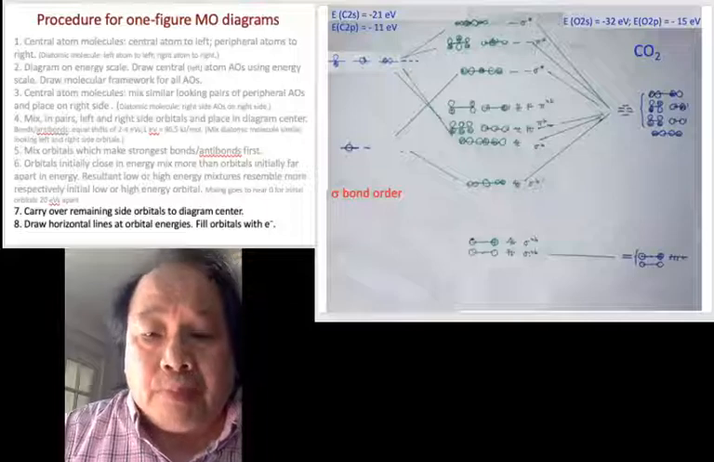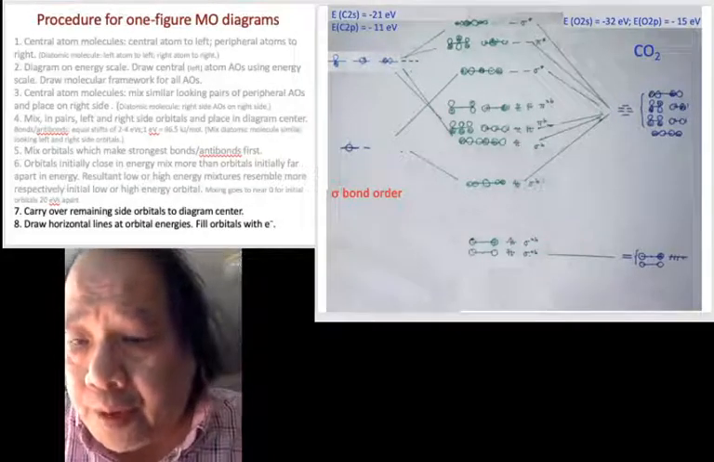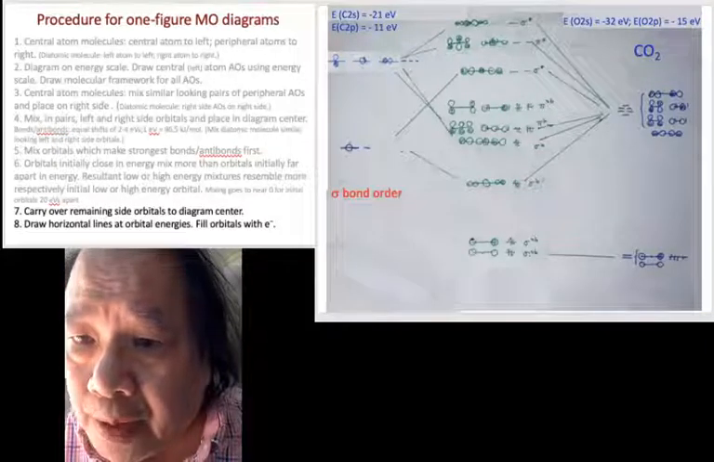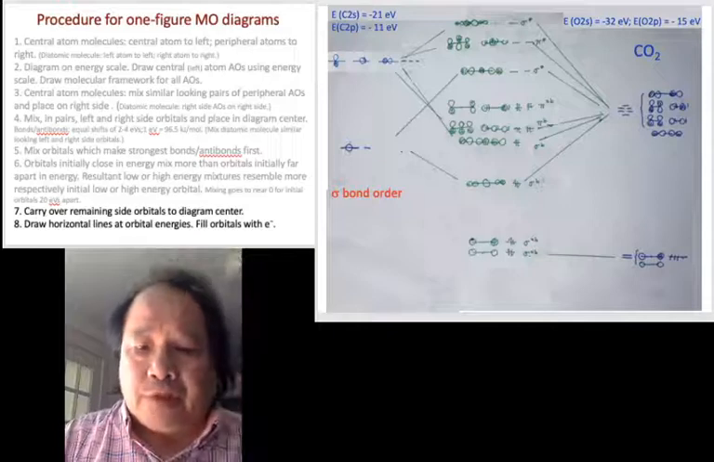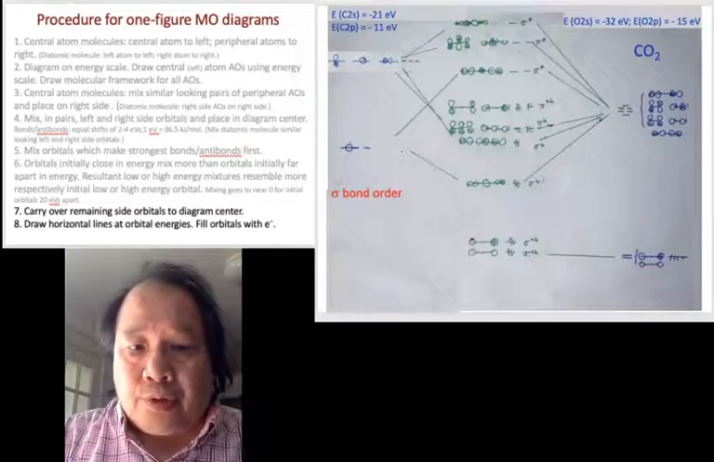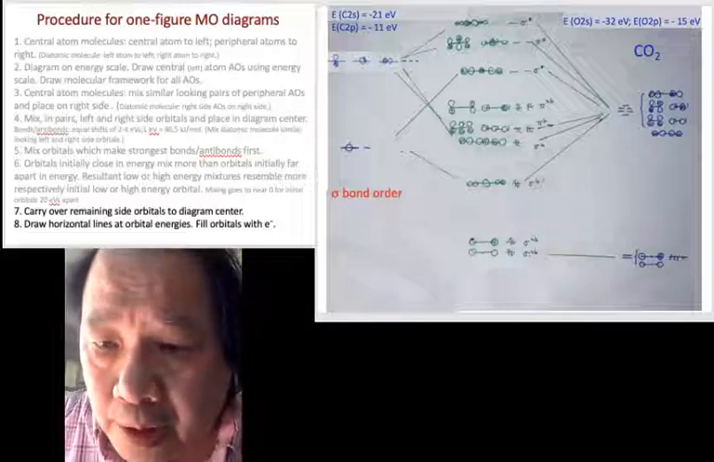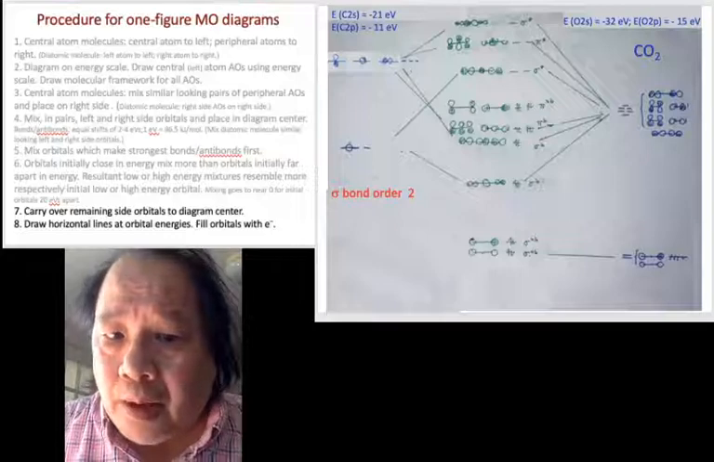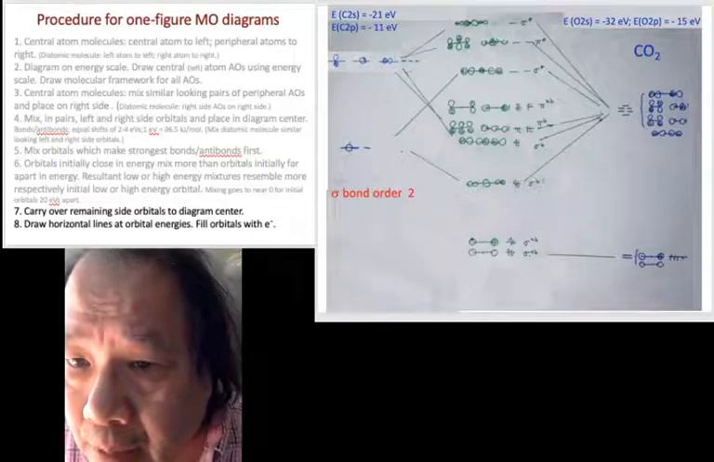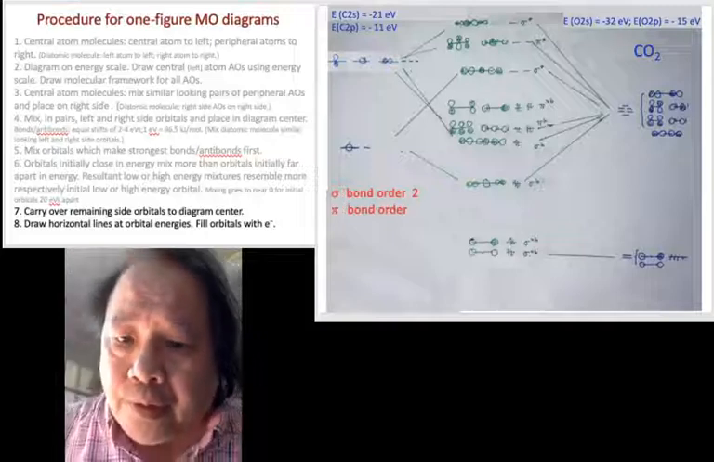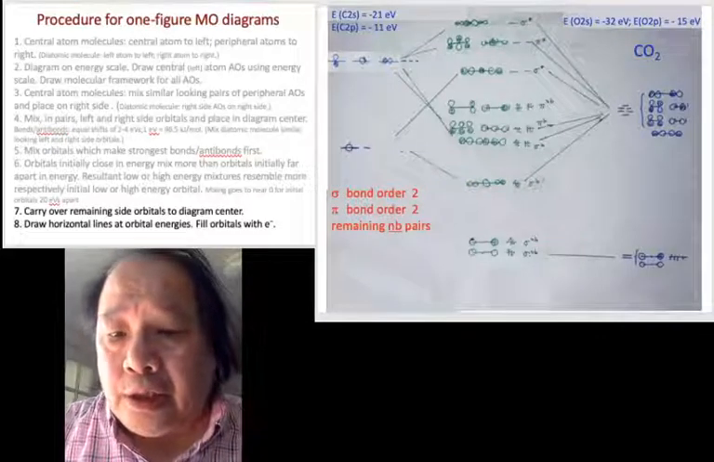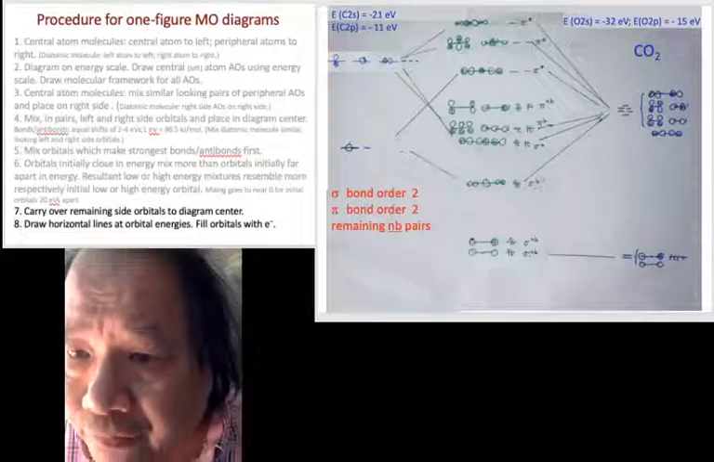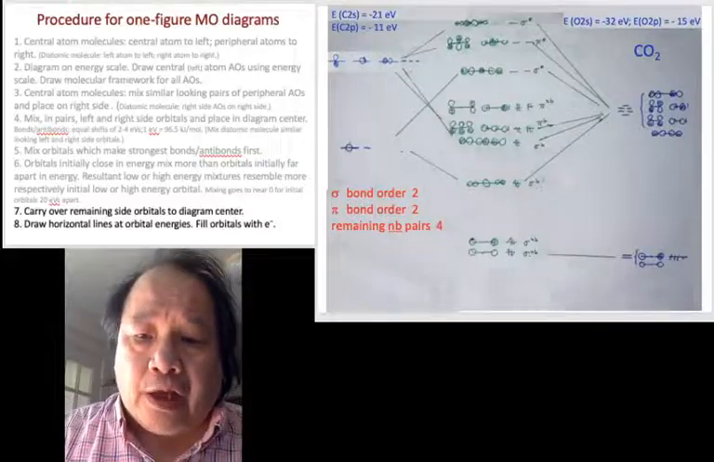We can now look at the sigma bond order. The sigma bond order we have to count. Non-bonds don't count. Sigma bonds count for 1. The sigma bond order is, put it in chat, I'll give you some time. The sigma bond order is 2. There are 2 sigma bonds filled. What is the pi bond order? We filled 2 pi bonds. The pi bond order is 2. And how many non-bonding pairs of electrons are left? Well, we have 4 non-bonding orbitals. There are 4 pairs left.